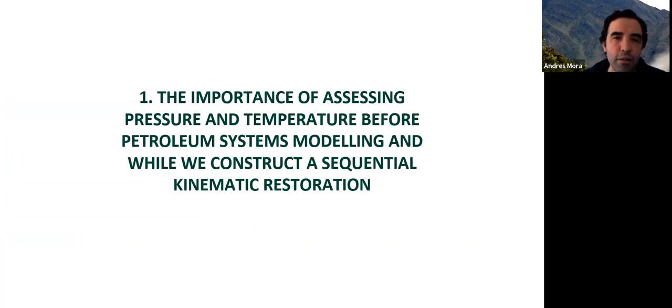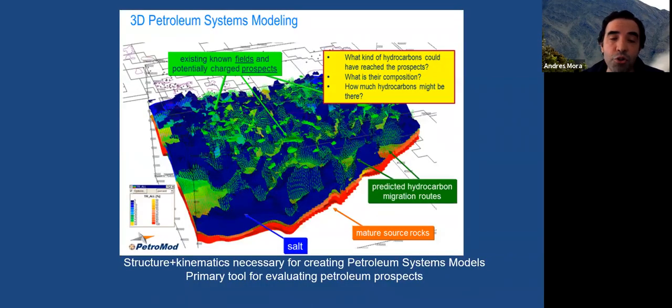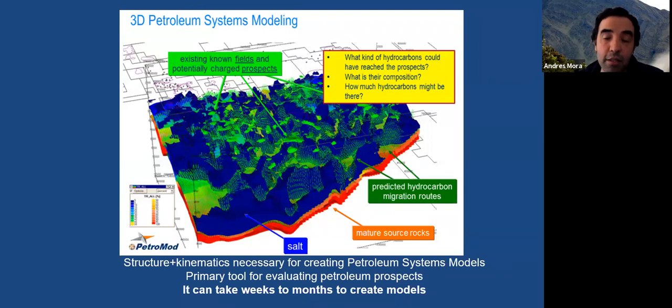So to start with the first topic, the importance of assessing pressure and temperature before petroleum systems modeling and while we construct a sequential kinematic restoration: this picture is from Schlumberger and it shows a 3D petroleum system model. That type of model could also be 2D, and it requires structure and kinematics as important inputs, which are basic to create petroleum systems models, especially in zones of complex structures like compressional or salt tectonics. And as you all know, petroleum systems modeling is a primary tool for evaluating petroleum prospects. But building one of such models may take weeks or even months. So it's a time consuming task.